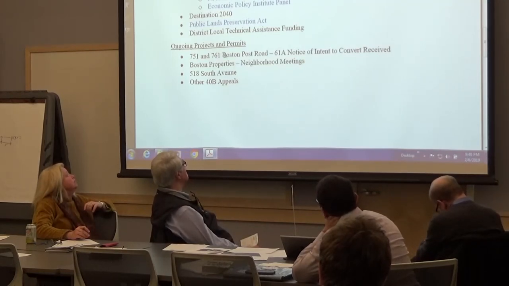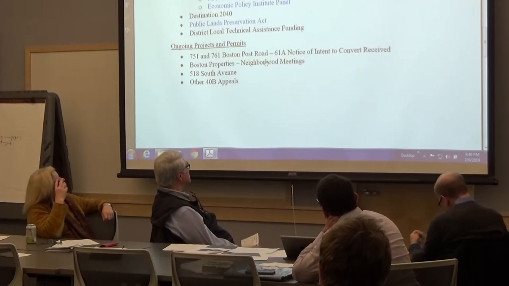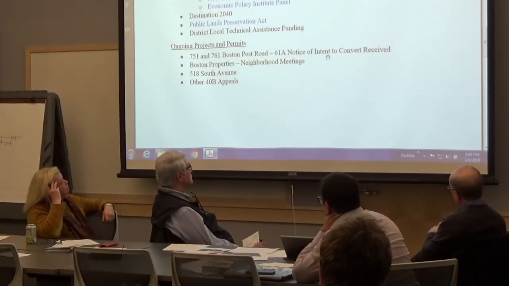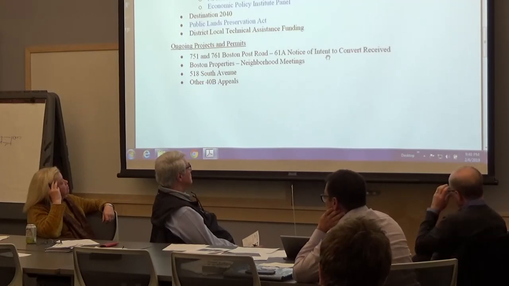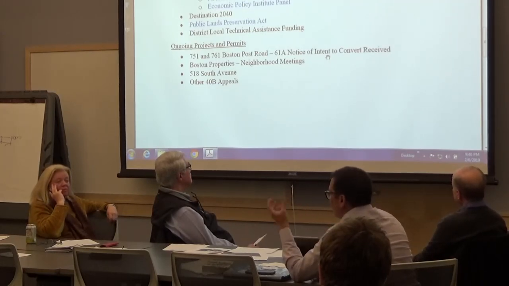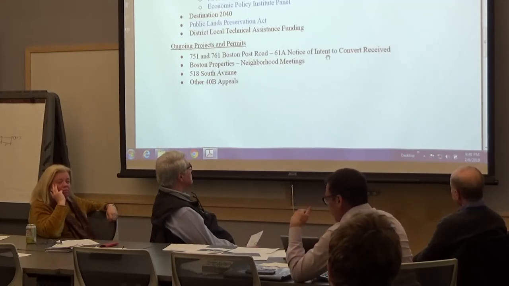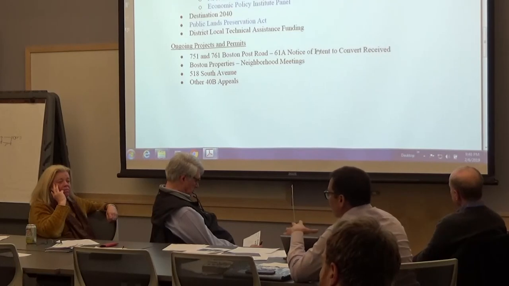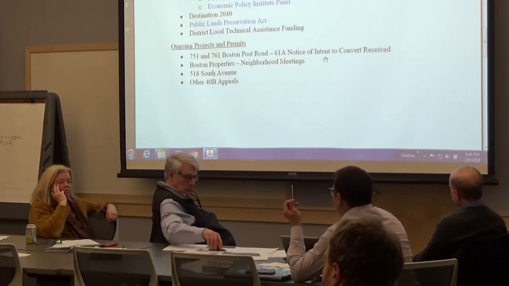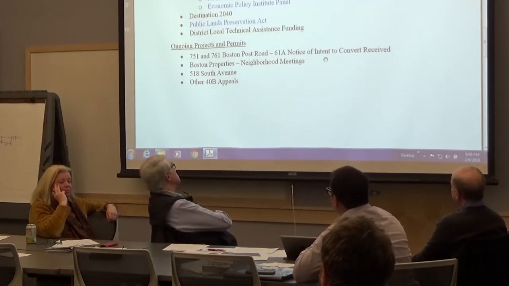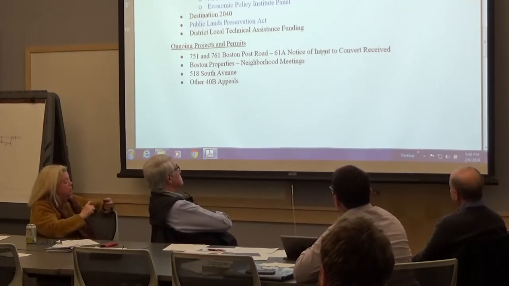Neighborhood ongoing projects and permits: 751, 761 Boston Post Road, that 40B. We did receive the notice of intent to convert off of the 61A lands. So that means that they've taken one more official step to actually selling that property. We don't have to comment on it, but we should note that we received it here. Usually the only time we would comment is if we said, no, try and buy that land. Selectmen are going to review this on the 12th.